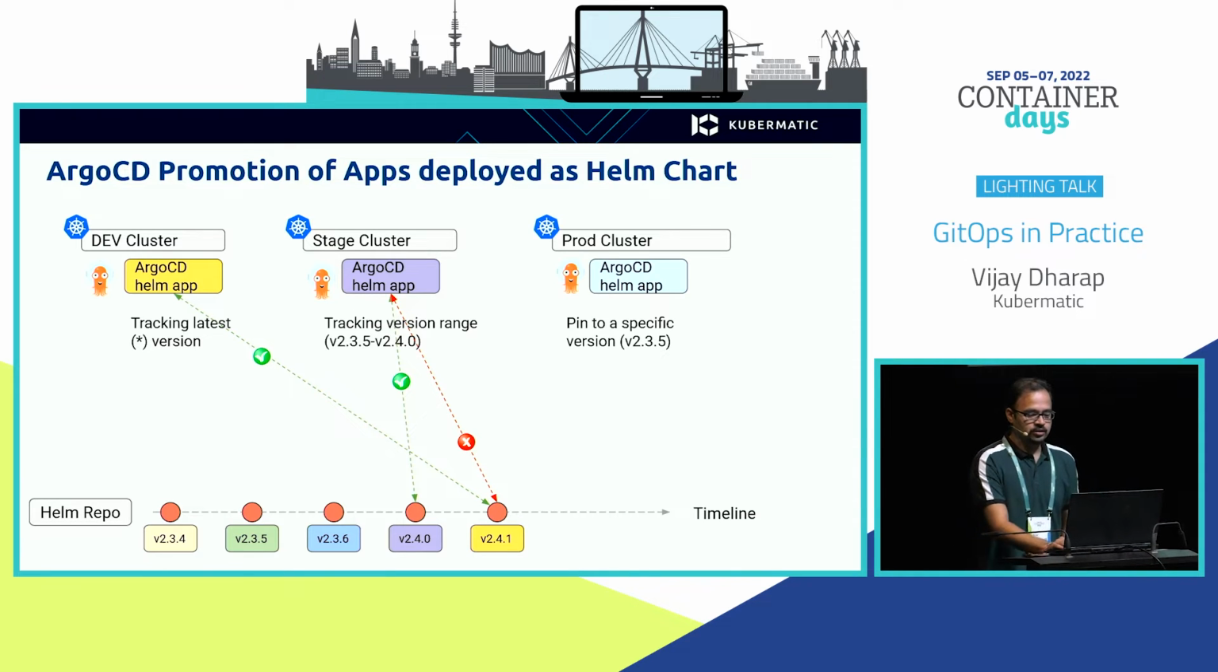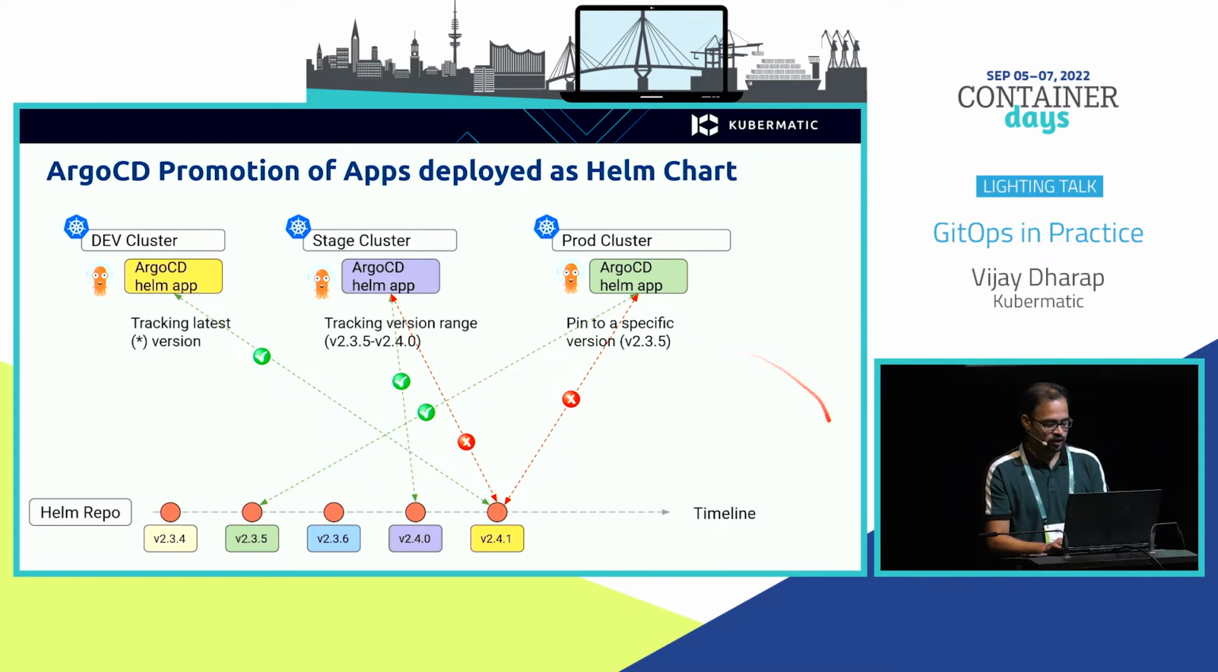Similarly, for production, just like how I said in Git, you don't want anything to get inadvertently deployed. So you are pinning it to a specific version in the Helm chart. So you're saying, okay, I only want to deploy 2.3.5. 2.3.4, since it did not match, it never went to production. 2.3.5 does go to the production. Then 2.3.6, 2.4.0, 2.4.1, none of them move to production.